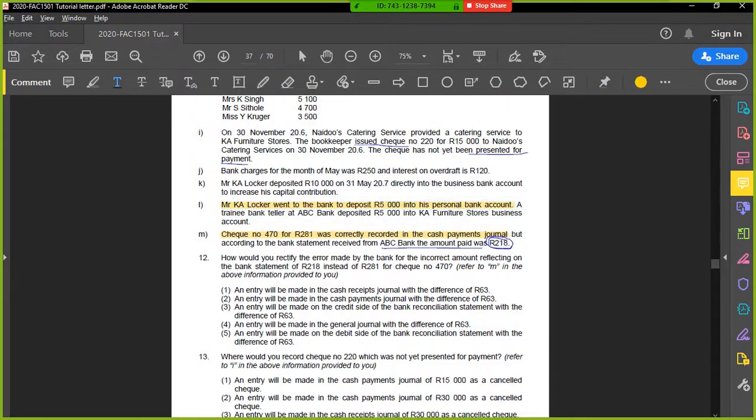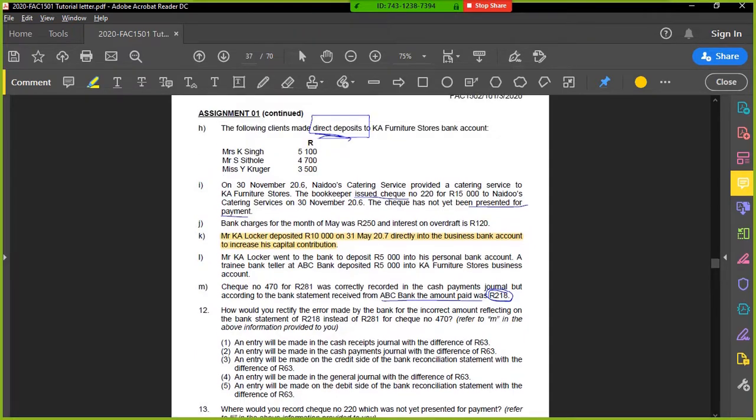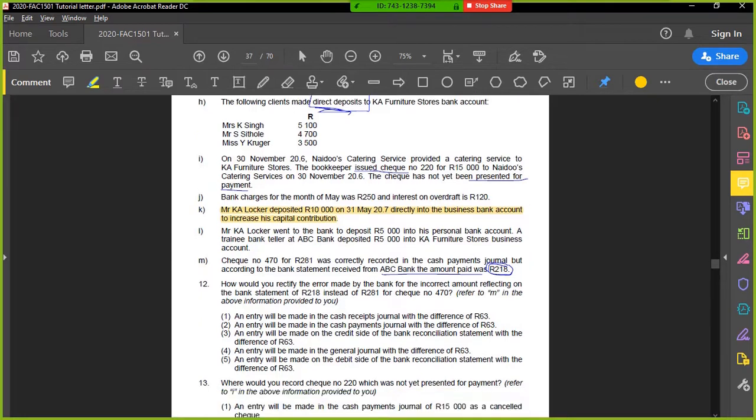I need to see this one again. This one is going to be the problem one. Let's read that again. Mr. K. Locker deposited 10,000 on the 31st of May directly into the business bank account to increase his capital contribution. So where's the error in that? I don't understand. He deposited, so if he deposited money into the business bank account to increase his capital contribution.